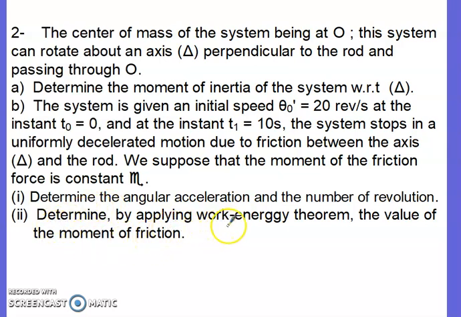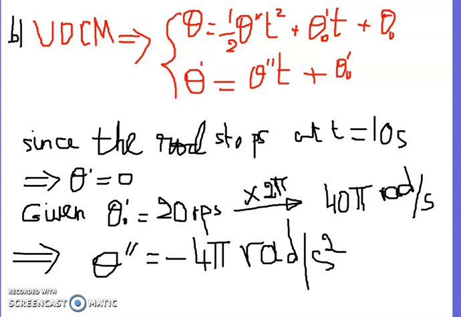Determine by applying the work kinetic energy theorem the value of the moment of friction. Remember, we studied in the previous videos the work kinetic energy theorem, and also we studied the work done by a force in rotation. Remember? Let's do this now. Part 2. Now work kinetic energy theorem. Remember, it is kinetic energy final minus kinetic energy initial equals the sum of the work done by the external forces, right?